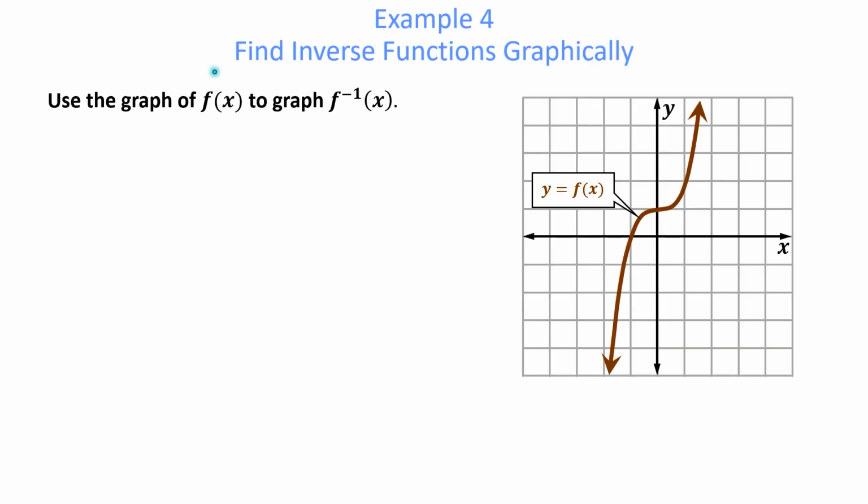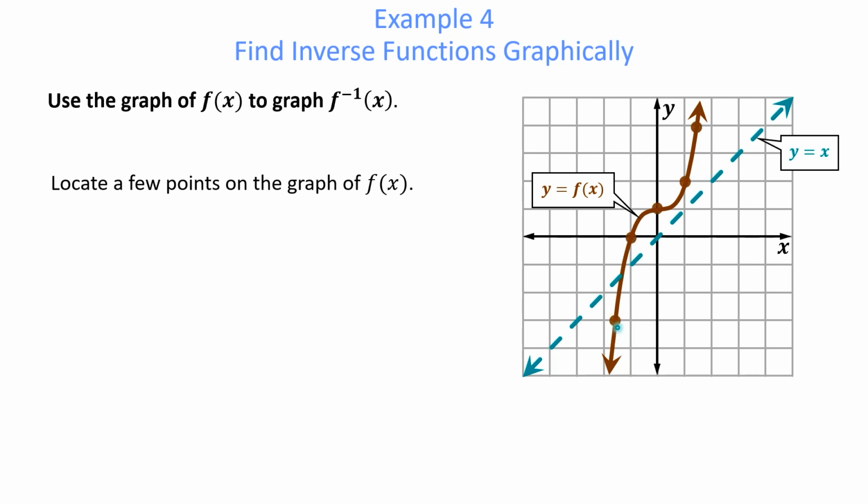Example 4. Use the graph of f of x, which is this graph here, to graph f inverse. So the first thing to do is to draw the line y equals x. Then we locate a few points on the graph like so. And then we want to reflect these points in the line y equals x. So let's begin with this one. When we reflect this, it'll be located here. And we do the same for these other points.